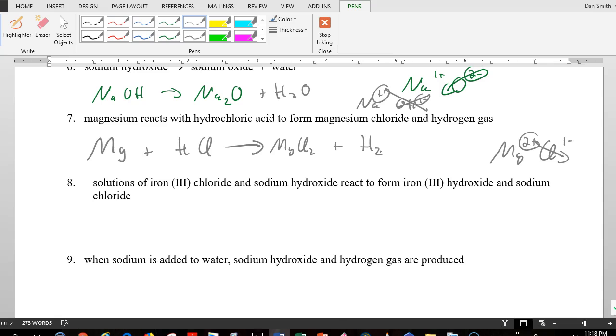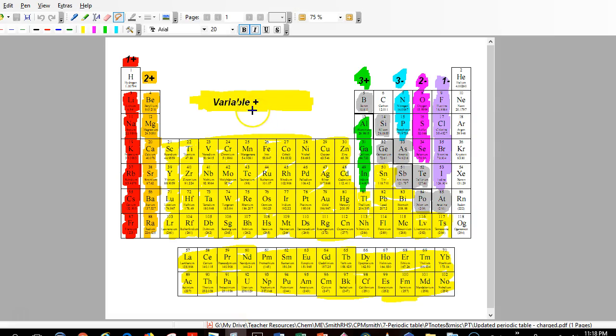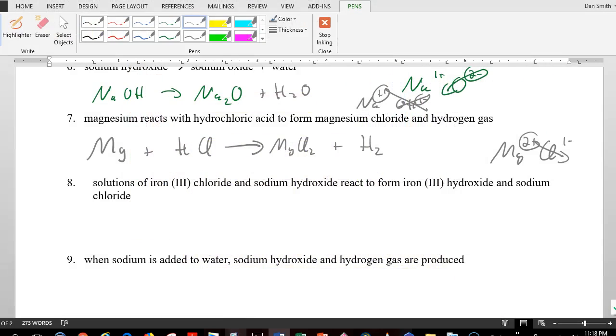Iron 3 chloride, again, iron is in the D block, so you don't know the charge, or we're told via Roman numerals. Iron chloride 3. Iron 3 chloride. There's the 3, becomes the subscript there.